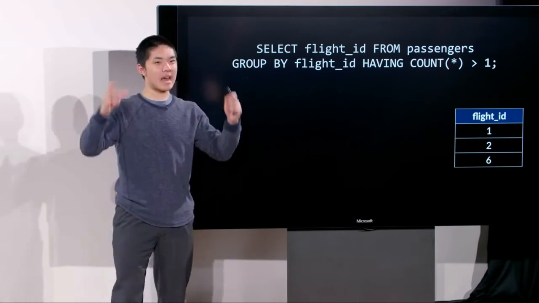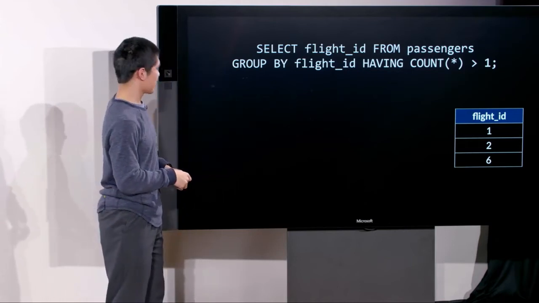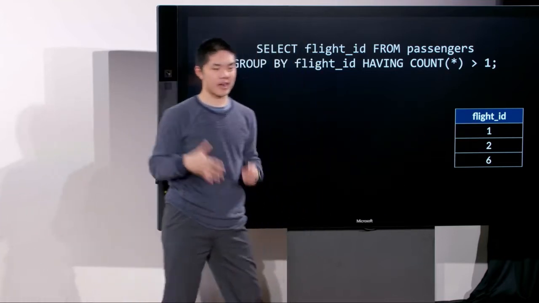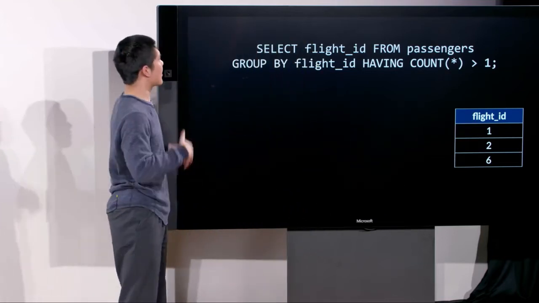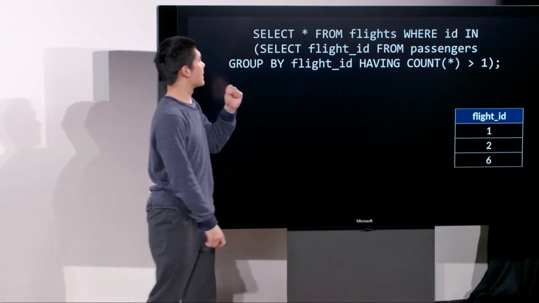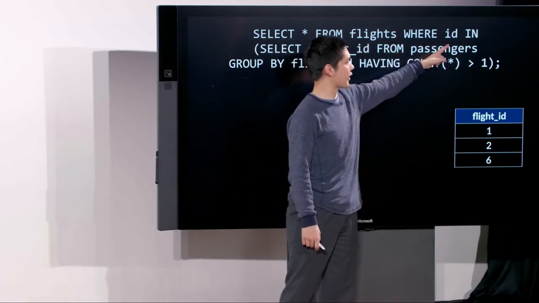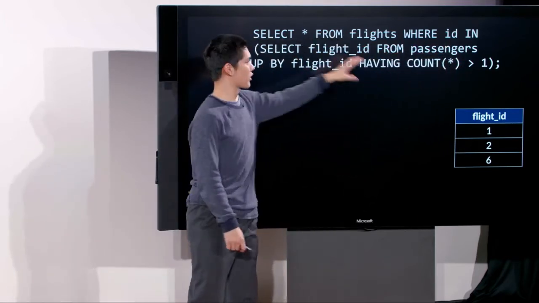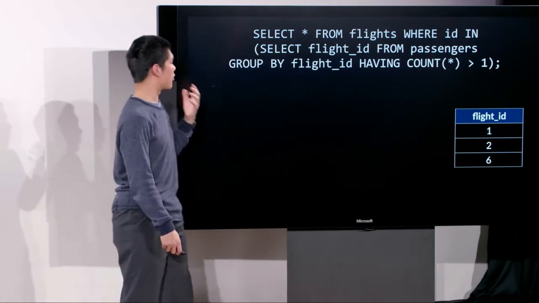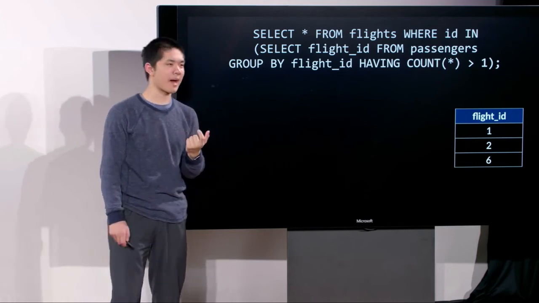Well, I can begin to nest these queries within each other, and this is where SQL starts to get a little more complicated. I can say, well, if this is the query that gets me all of the flight IDs that have multiple passengers, well, let's try this query instead. These two lines are the same, but wrapped in parentheses. But now I'm going to select star from flights where the ID of the flight is in the result of this query. So this query, these bottom two lines in parentheses, those were the lines that were saying, get me all the flight IDs that have multiple passengers.